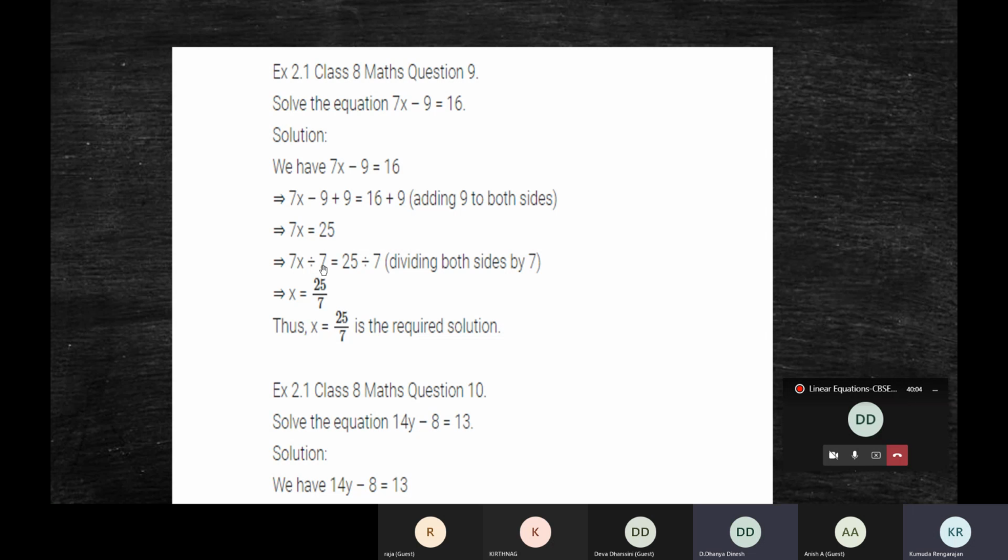Okay, ma'am. So these 7 get rid of. So x is equal to 25 divided by 7, ma'am. Very good. That's the value for x. X is equal to 25 by 7.